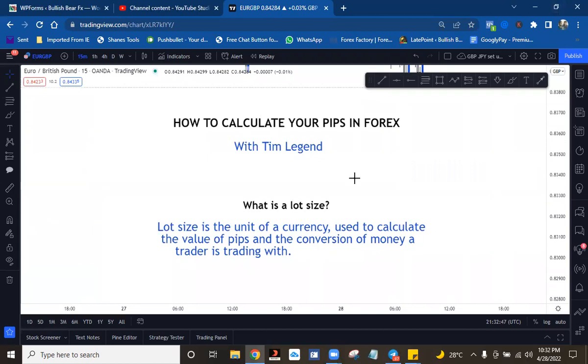Kindly use your chat box. Let me know if you can see my screen. If you can see my screen clearly, just use the chat box. Okay, good, good. Traders can see my screen. That's good. All right, guys.